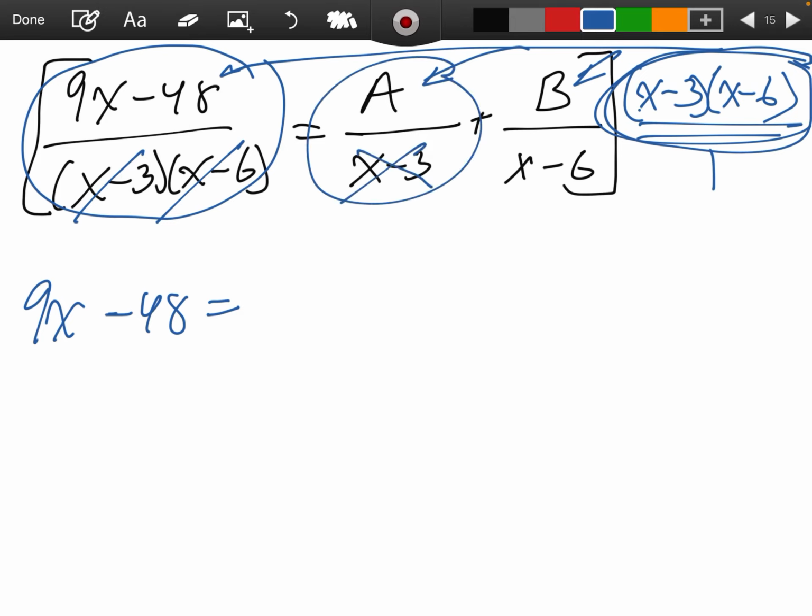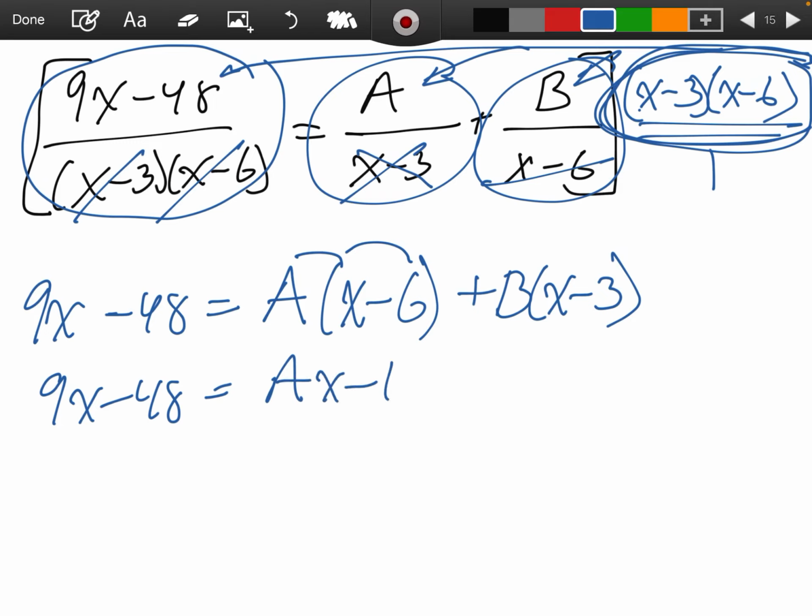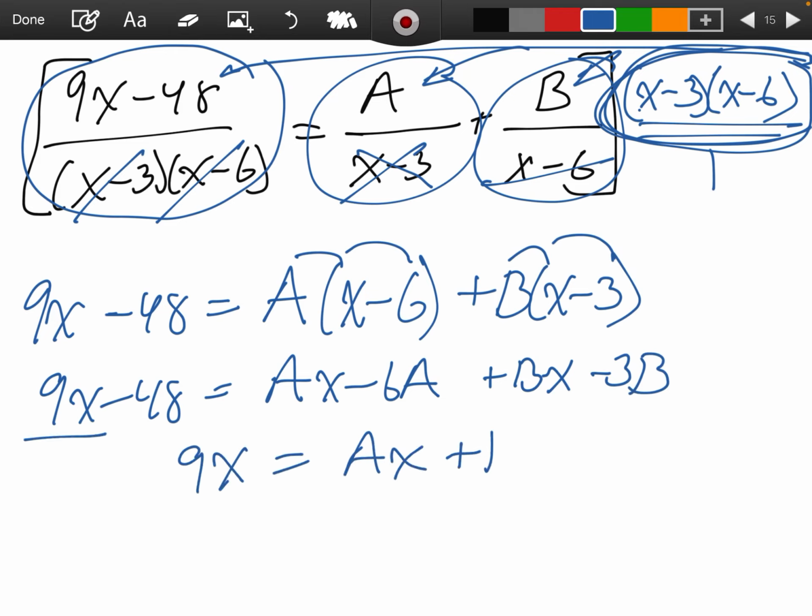We're just going to be left with a 9x minus 48. When we take this part and multiply it by the second one, the x minus 3 is going to cancel out. I'll be left with A times x minus 6. And when we take this guy and multiply it by the third one, again, the x minus 6 is going to cancel out. We'll be left with B times x minus 3. All right, so now let's go ahead and do some distributing. We have 9x minus 48 equals Ax minus 6A plus Bx minus 3B.